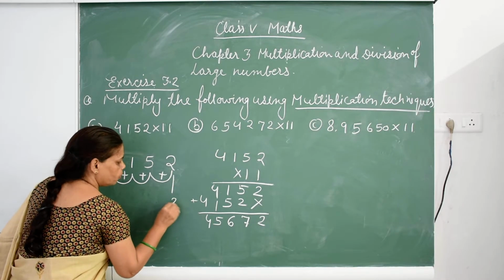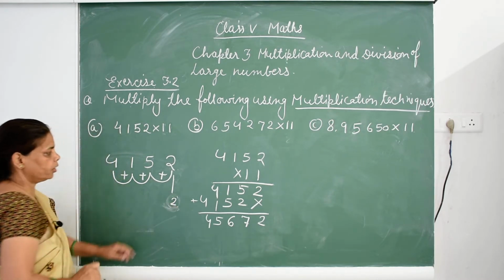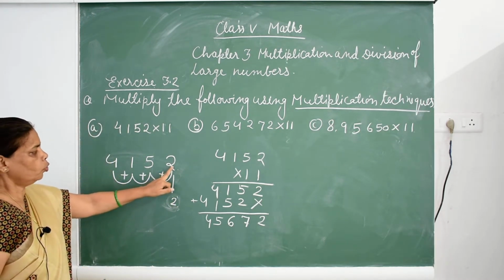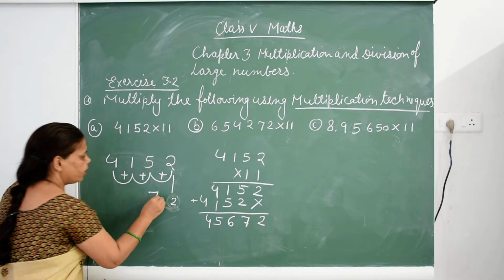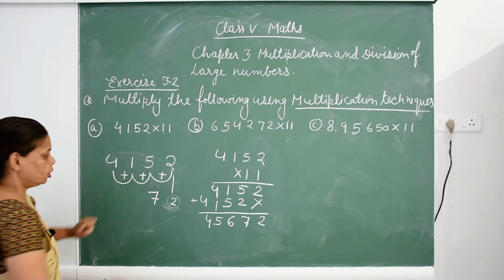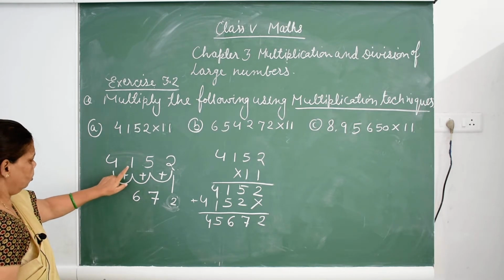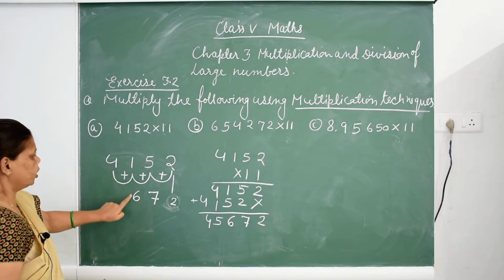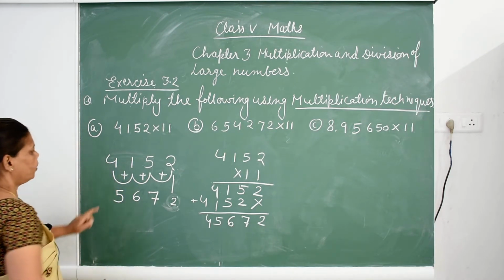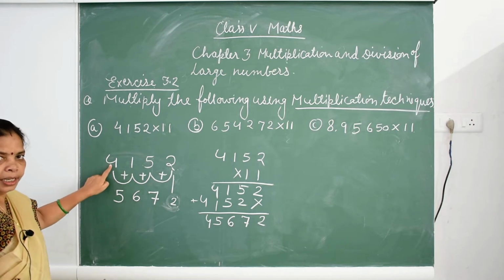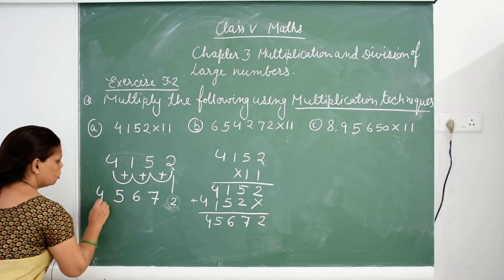This is the number 2, we have to write it down here as it is. Understand? Now take 2 plus 5. 2 plus 5 is equal to 7. Again 5 plus 1 is equal to 6, and 5 plus 1 is equal to 6. Now 1 plus 4 is equal to 5, and 4 is remaining here. So no number is here, so we write 4 as it is.